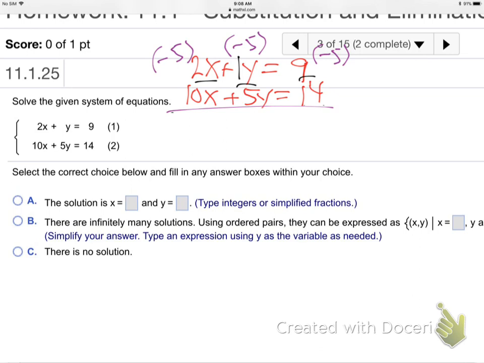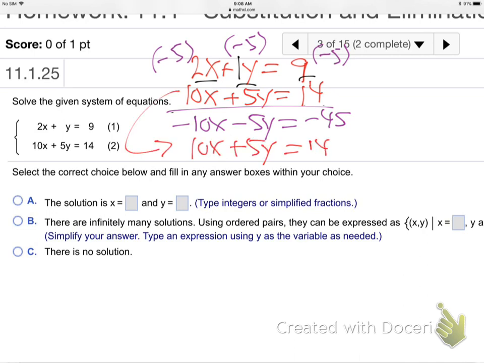So here we go. Here's the first equation. It'll become negative 10x minus 5y equals negative 45. I multiplied negative 5 all the way across. You can always do the same thing to both sides of an equation. The second equation, I'll just bring it down. No changes at all, just to keep things lined up. Okay, and now I'm going to add them up. So when you add them up, look what happens. The x's and y's cancel, don't they?